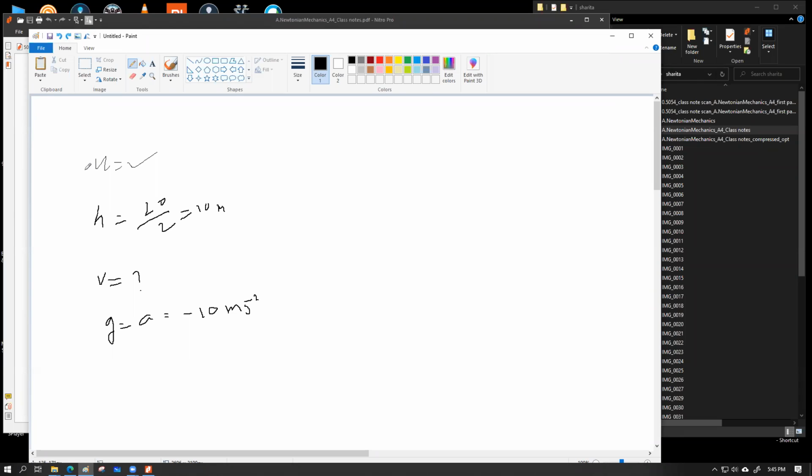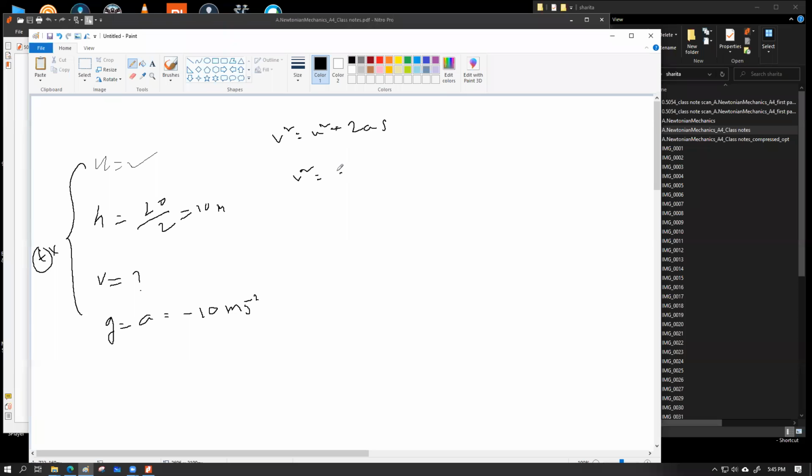So among all of these variables, t is the missing variable. So if we go for that fourth equation, which is v square equals u square plus twice as, which is a generic formula, I can start writing the values. I'm trying to find out the final velocity, so I'm going to keep this as the variable.